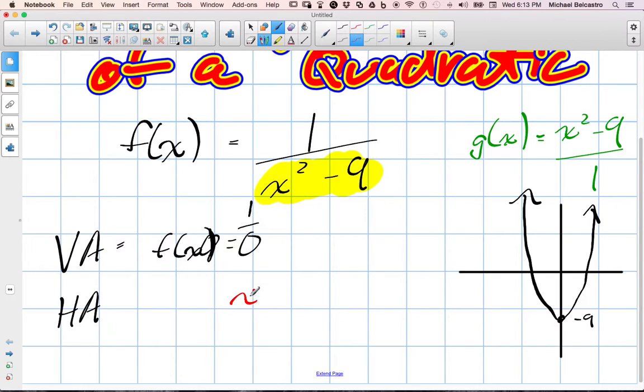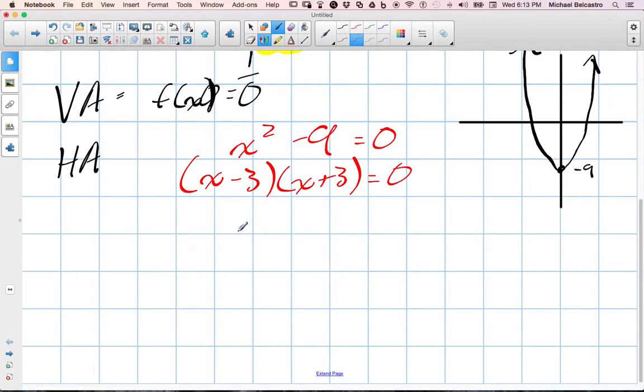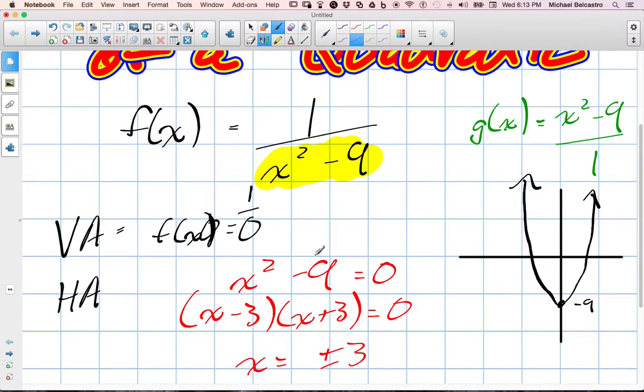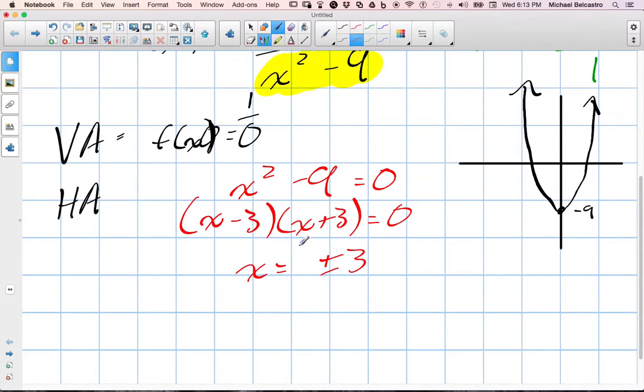So we have x squared minus 9 is equal to 0. We need to find out what values of x give us a 0. This is a difference of squares. Do you recall difference of squares? Okay, so when I factor this, it's x minus 3, x plus 3 is equal to 0, which means our x values here are positive and -3. Because they're vertical asymptotes, x cannot equal positive or -3.